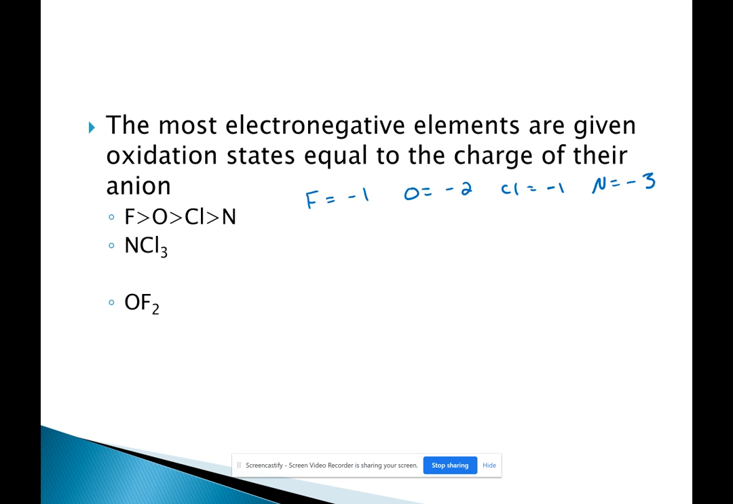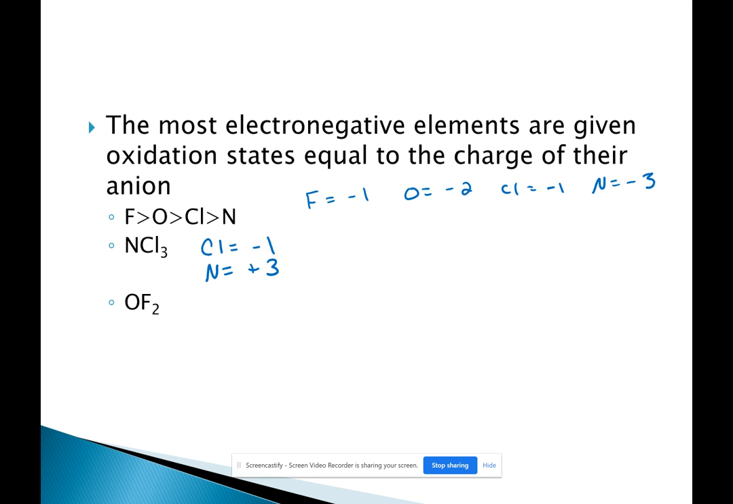So in the NCl3, chlorine is more electronegative than nitrogen, so chlorine is -1. Each chlorine has an oxidation state of -1. There are 3 of them, so that's a total of -3. So nitrogen, in this case, is actually a +3 to balance it out. So again, nitrogen's not always going to be -3. It's only -3 if it's the most electronegative element in the compound.